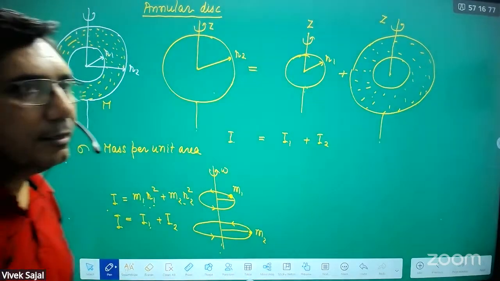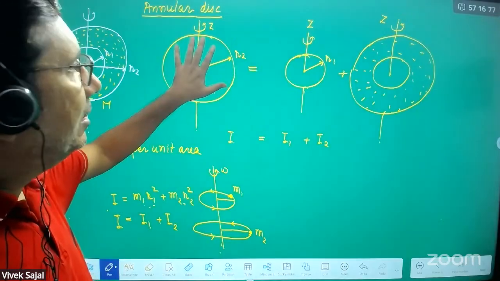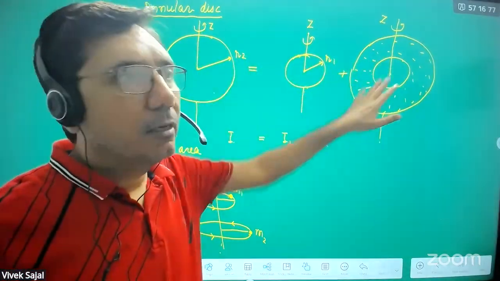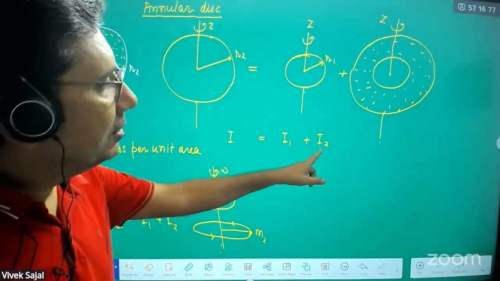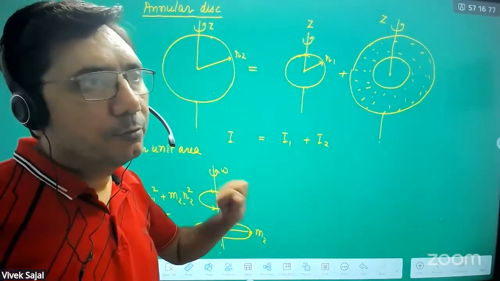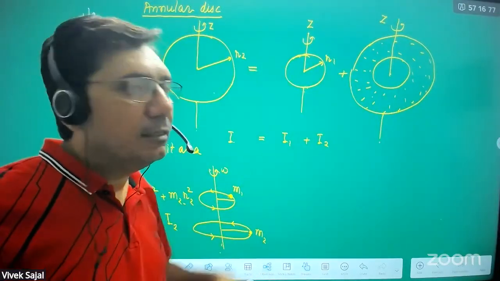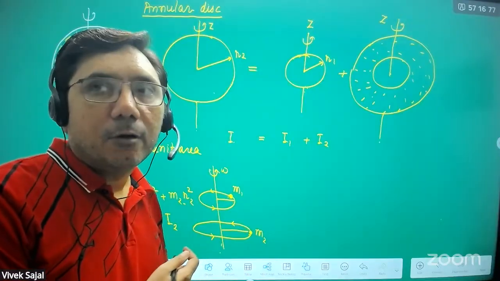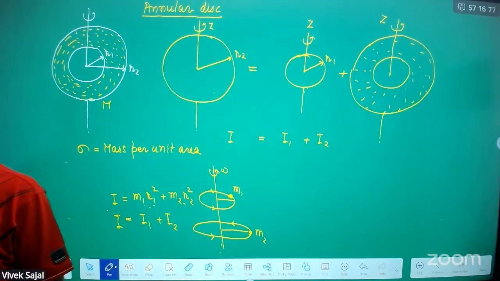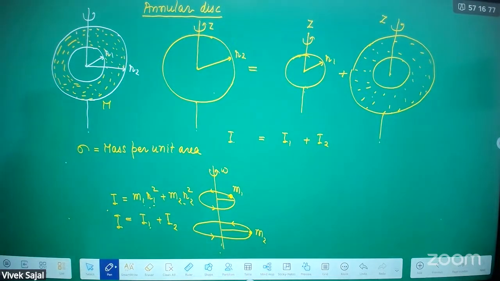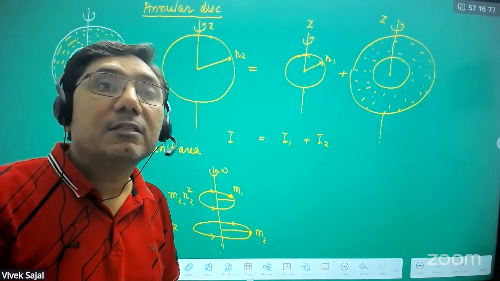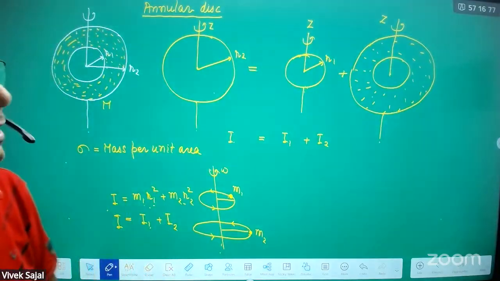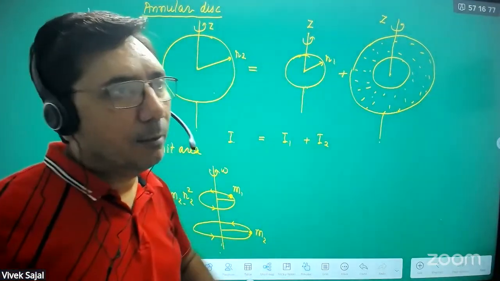But what is important here? In the complete system and the part systems, they should have the same axis of rotation. So you are going to find these moments of inertia I, I1 and I2 about the same axis. I, I1 and I2 are about the same axis of rotation. Only if the axis of rotation is the same can you apply this.